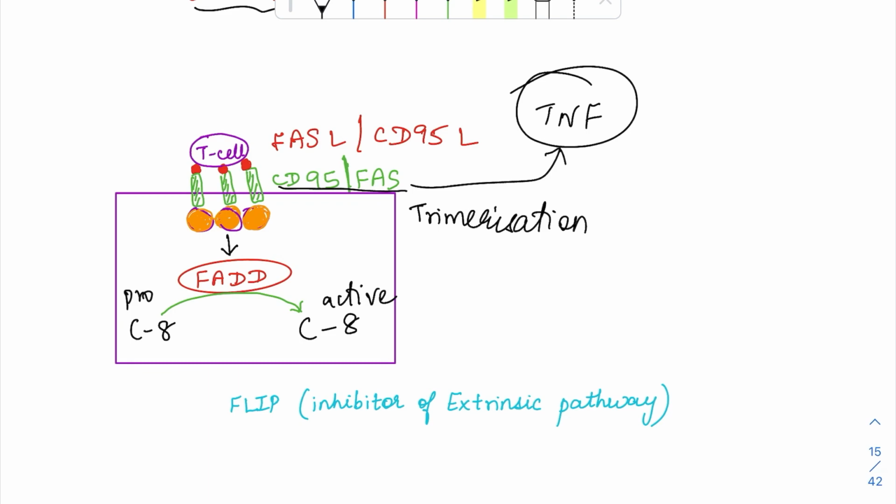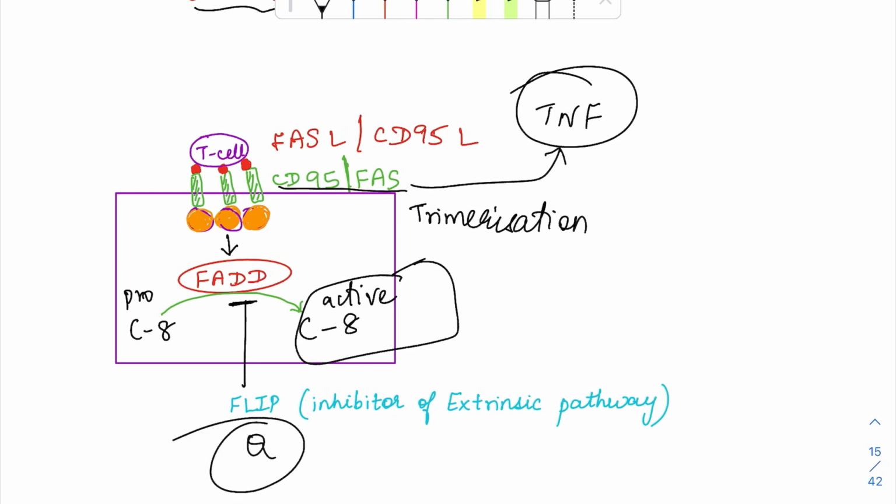Active caspase 8 is the extrinsic caspase which is being activated. So this is the final stage of the extrinsic pathway. There is a protein called FLIP, which is an inhibitor of this extrinsic pathway. This FLIP is going to inhibit the conversion of procaspase 8 to active caspase 8. So what is the inhibitor of the extrinsic pathway? It is going to be the FLIP protein.